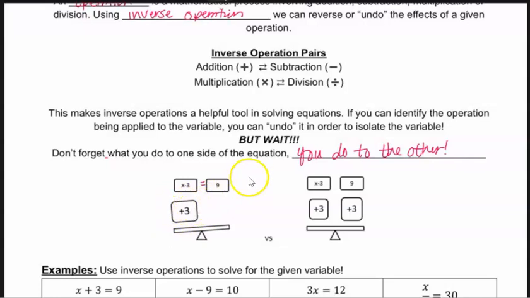That's fine, but what you do to one side of the equation, you must do to the other. If I only add 3 to the left side, I have an unbalanced equation. So if I add 3 to the left side, I must also add 3 to the right side, so I have now a balanced equation. But let's do some examples.